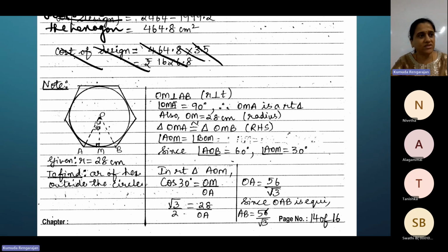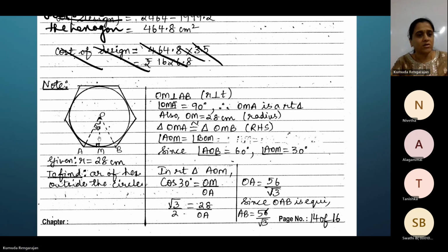So what's the angle here? 60. Now, in these two triangles, you can show that they are congruent. So the 60 becomes 30, 30. So in this right triangle, this angle is 30 degrees. And this side OM is 28.